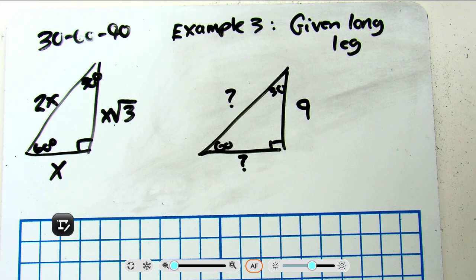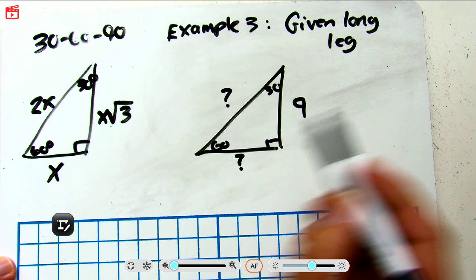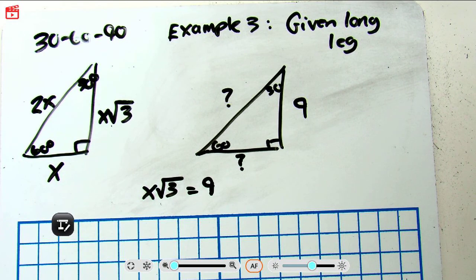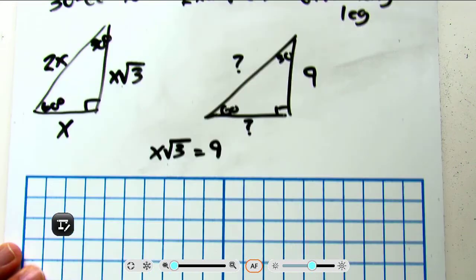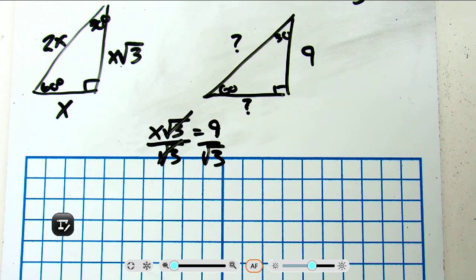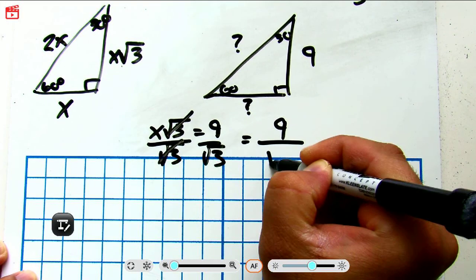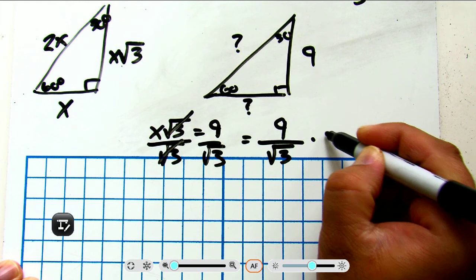So I would have x square root 3 equals 9, and you would want to solve for x. Similar to the 45-45-90 theorem, to move a square root 3 to the other side, you have to divide both sides by square root 3. Doing that, I get 9 over the square root of 3. And again, we have to rationalize our denominator by multiplying the top and bottom by square root 3 over square root 3, which gives us 9 square root 3.